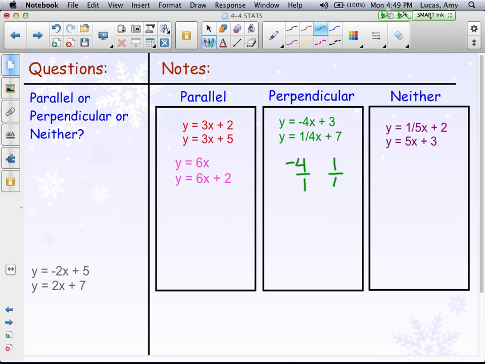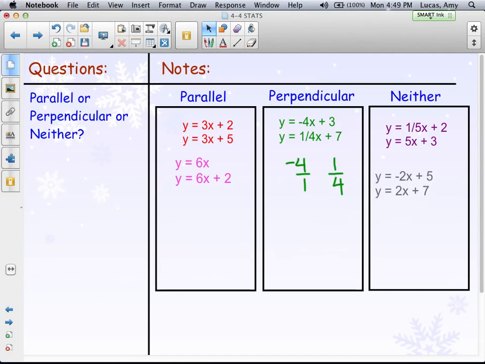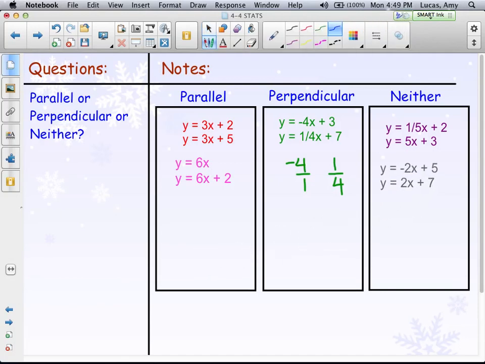This next one, though, one of the slopes is negative 4, or negative 4 over 1. The other one is positive 1/4. So they did flip and change. And the last one is neither, because they did change signs, but they didn't flip. One of these would have had to have been a 1/2, either positive or negative. So we've got, nope, 2 parallel sets, 1 perpendicular and 2 that are neither.